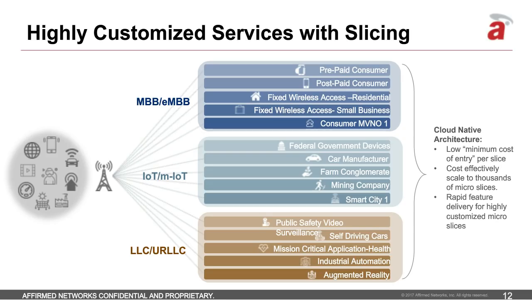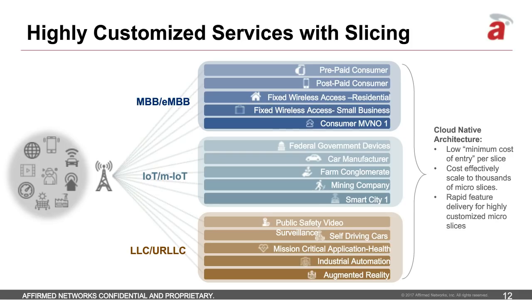If you look at IoT, there's so many different examples. IoT is inherently an enterprise story. So here we could have isolated slices for federal government, different car manufacturers, farm conglomerates, mining, smart cities. So it's not just the category, but it's also the instance. And likewise, there are a lot of public safety as well as health and industrial automation examples for low latency.